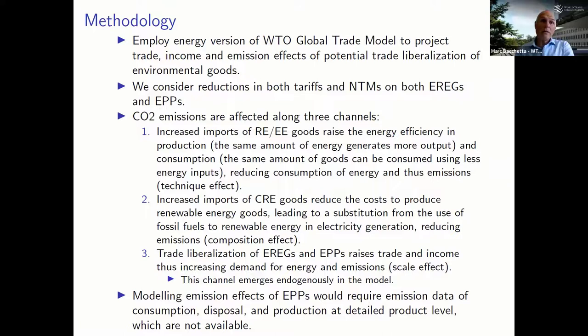So the paper employs the energy version of the WTO global trade model, like previous papers, to project trade, income, and emission effects of potential trade liberalization of environmental goods. We consider the reductions in both tariffs and NTMs on both energy-related environmental goods and environmentally preferable products. Those acronyms are sometimes a bit difficult to keep in mind.